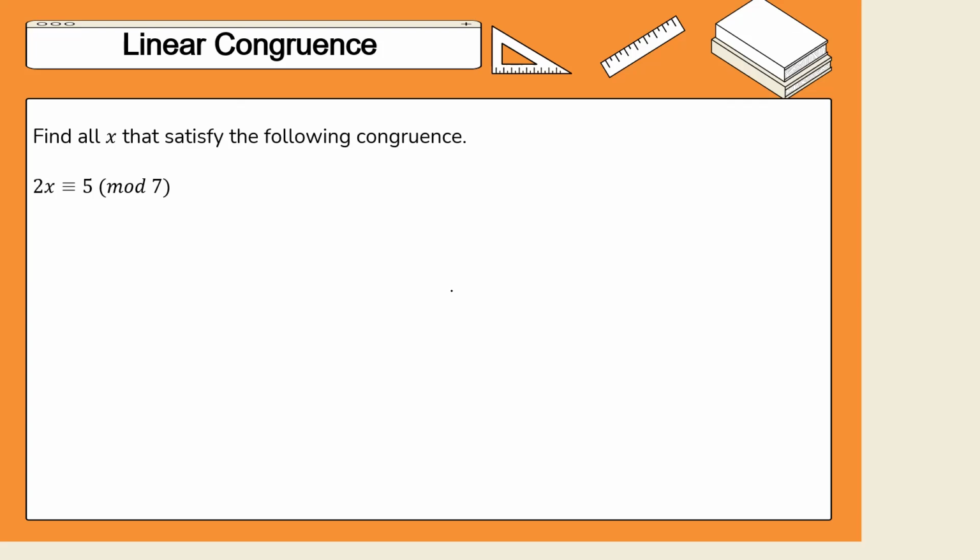Isn't it six? 6. Okay, 12, right? 12 minus 7 is 5. Okay, so the solution to this linear congruence is x, but not just 6.